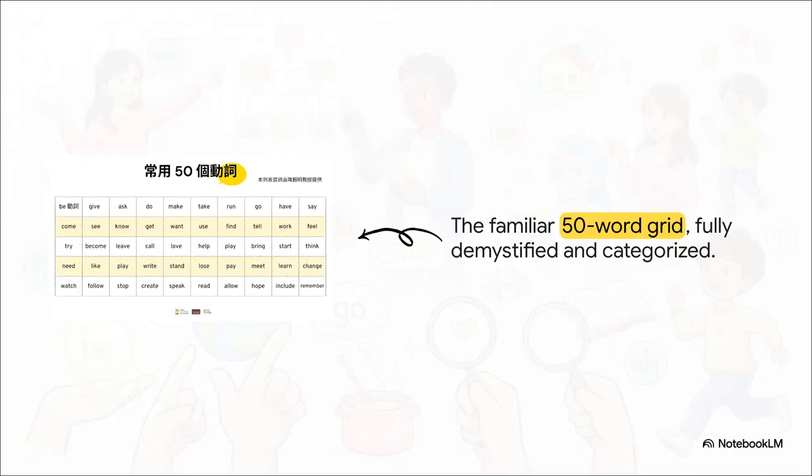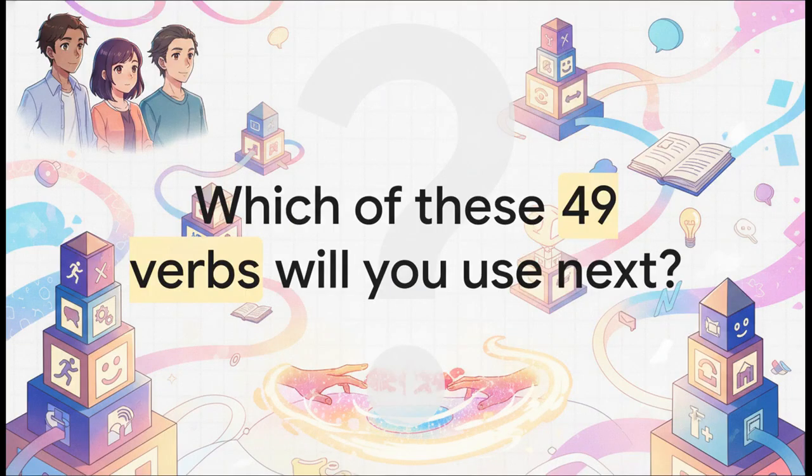Let's see how this builds, coming all the way back to where we started. Think about how you felt when you first saw this list and how you feel looking at it right now. It is fully demystified. It's categorized. It no longer looks like this daunting wall of text, but instead it's a reliable roadmap of movement, emotion, and connection. So, my fellow focused learners, I leave you with this final burning thought. You now possess the ultimate building blocks of the English language, beautifully organized and totally ready to be deployed. The only question left is, which of these 49 unique verbs will you use to build your very next sentence?